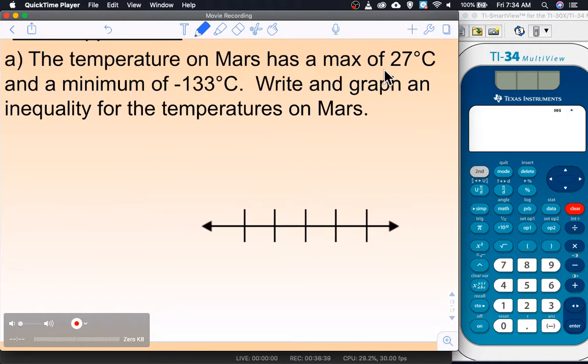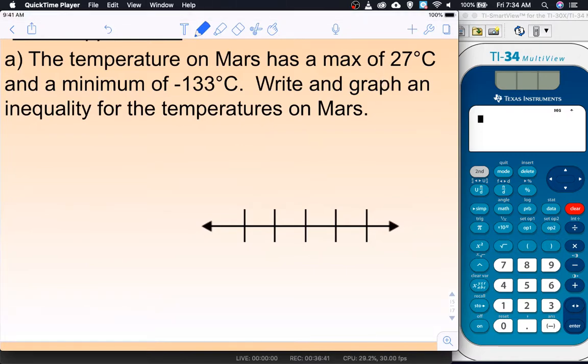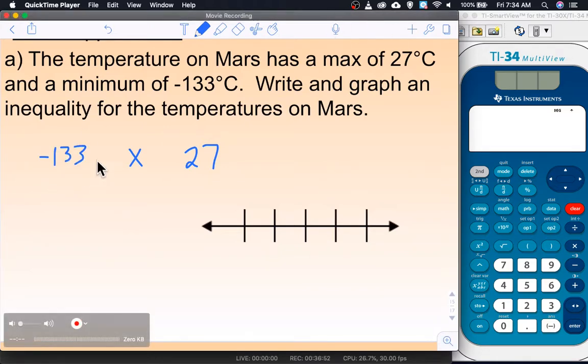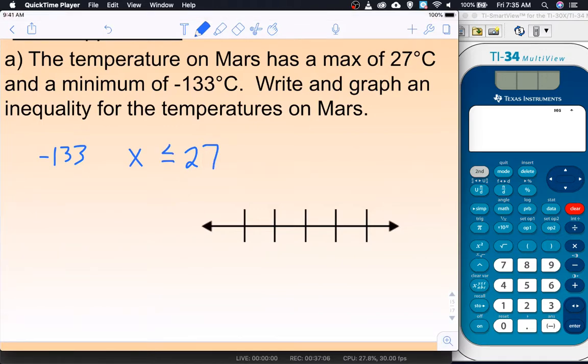So, X, something with 27 and a negative 133. I'm putting those in this order because the temperature is going to be between these two. So this is going to be an and inequality. 27 is the maximum. Negative 133 is the minimum. So if the maximum is 27, it can be less than or equal to that.